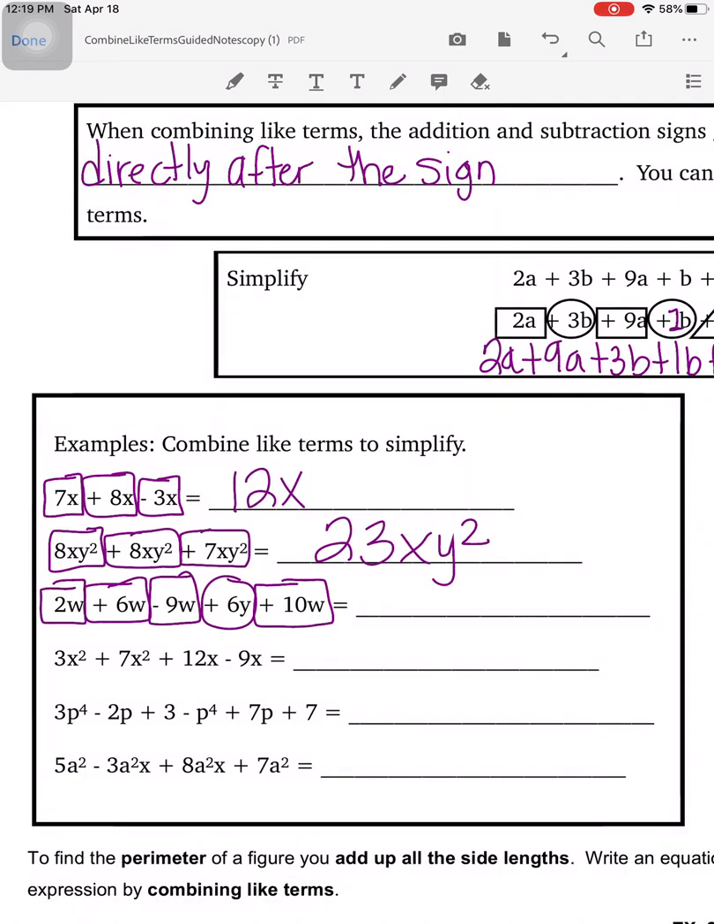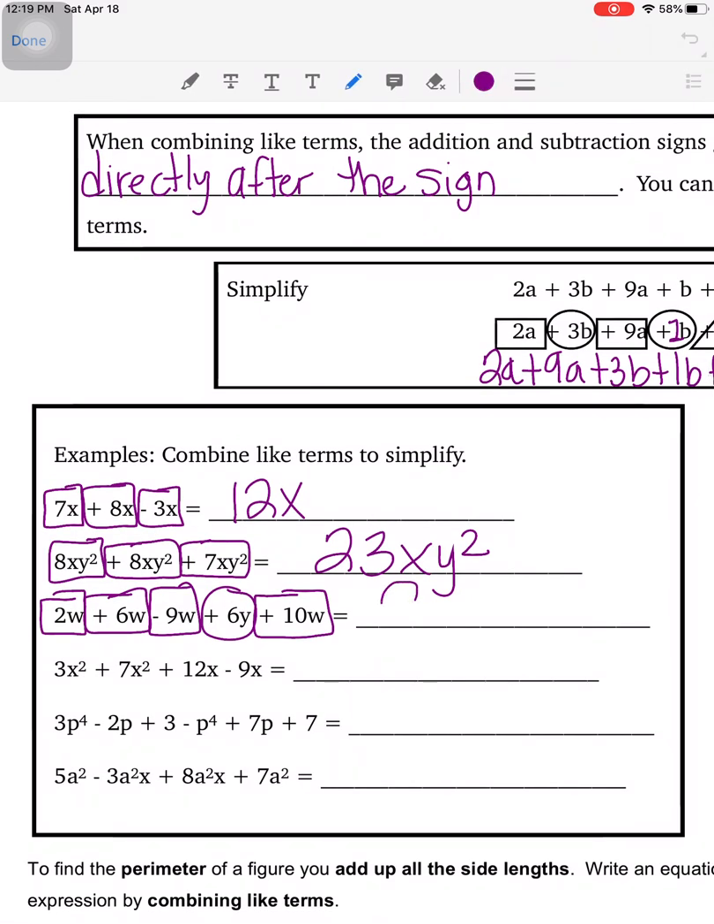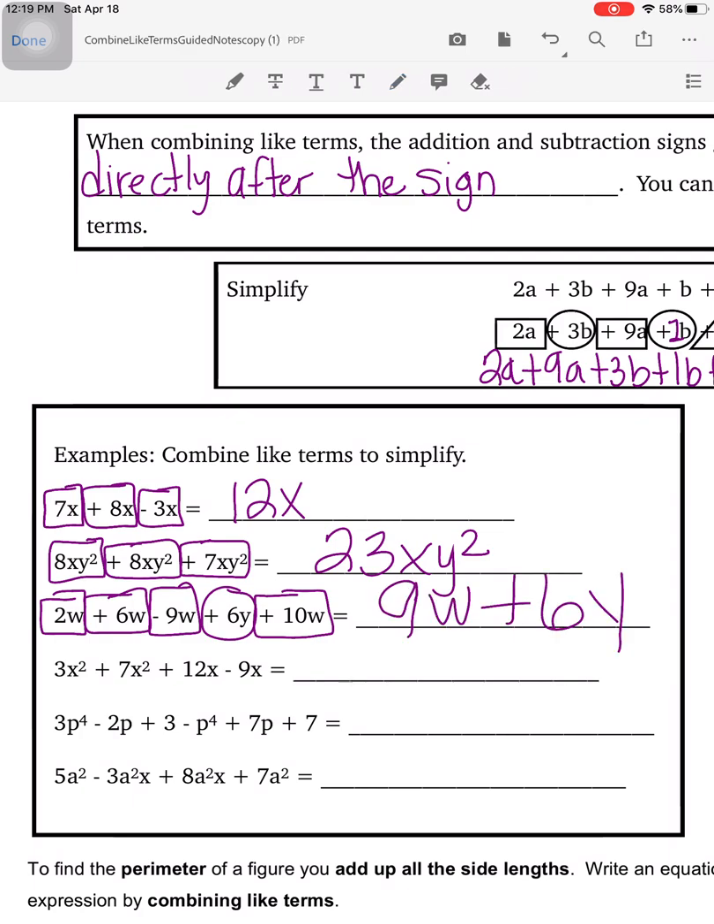All right, so we add them up. 6 plus 2 is 8. 8 minus 9 is negative 1. Plus 10w gives us 9w. Plus the 6y because we don't have anything to combine with it. So that will be our simplified answer. Okay.